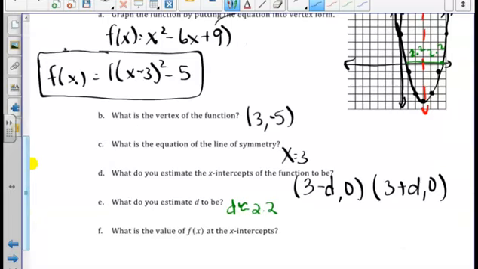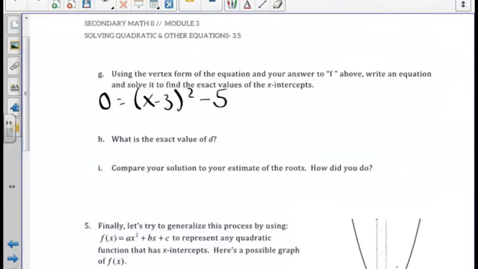In f, we are asked what the value of f of x is at the x-intercepts. Well, we know that the value of y should be 0 because we're crossing the x-axis. Therefore, we can plug 0 in for f of x in our function, and try to solve for x to see if that gives us the exact x-intercepts. In part G, we can algebraically solve our equation in vertex form to find the exact values of the x-intercepts. We plug 0 in for f of x because we know 0 is the y value when we cross the x-axis.